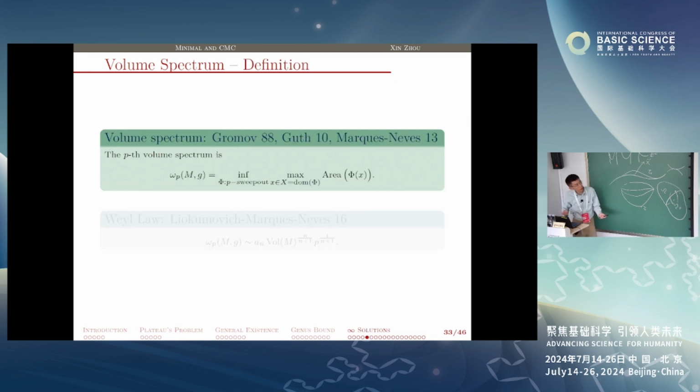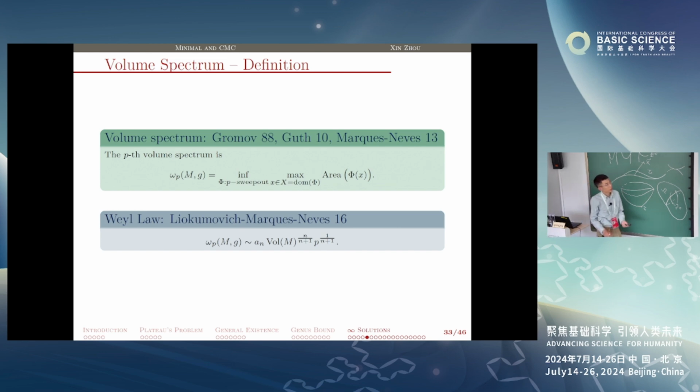And then we can write out Gromov's definition of the volume spectrum. So given a p-sweepout, this is something which carries topology. You take the maximum area and then take the infimum. This appeared in my previous slides quite often. Interestingly, Gromov conjectured, which was confirmed by Liokumovich and Marques-Neves, that this spectrum obeys a Weyl law. This Weyl law says that the asymptotic behavior depends only on the dimension and the volume. If you normalize the volume to be 1, they all have the same asymptotic behavior in the same dimension. And the power is 1 over n plus 1. It's a sublinear growth.